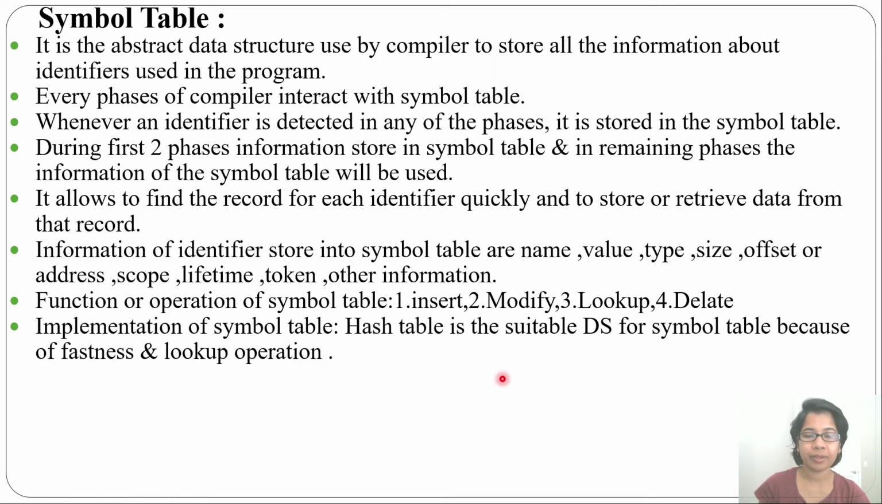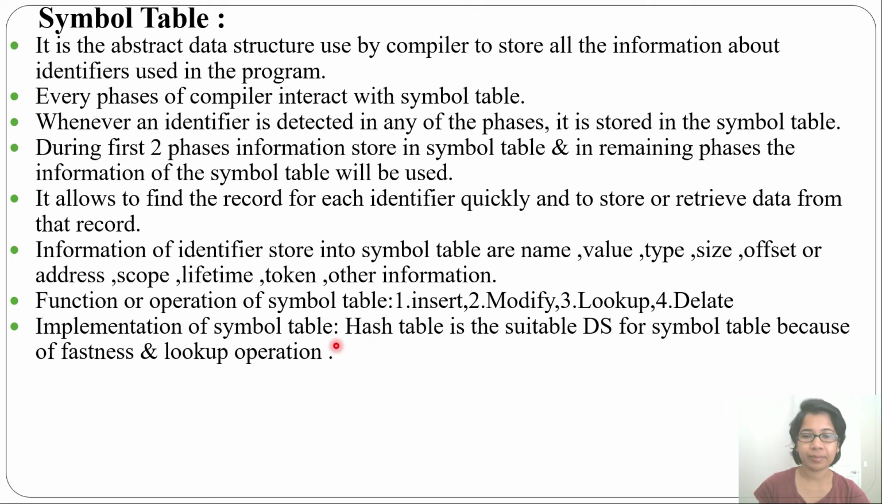The symbol table uses the hash table as a suitable data structure due to its fast lookup operation. We can search fast because running time is order of 1. But in case of linear search and binary search, running time is order of n and order of log n. But in case of hashing, running time is order of 1. Due to this speed, we use hash function.